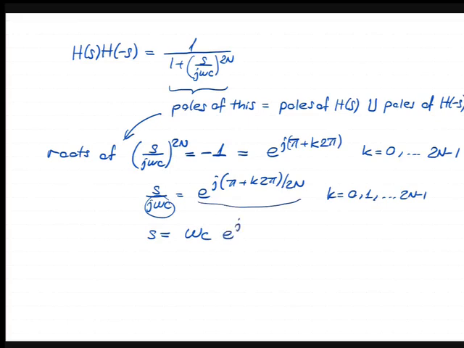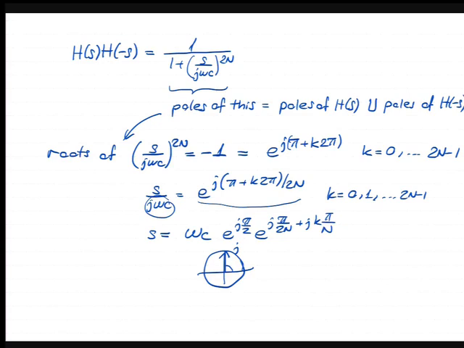But j itself can be written as e to the j something. Where does j lie in the complex plane? The angle is pi over 2, right? So e to the j pi over 2 is j, times this. Pi over 2n plus k pi over n. All right, they can of course be combined.